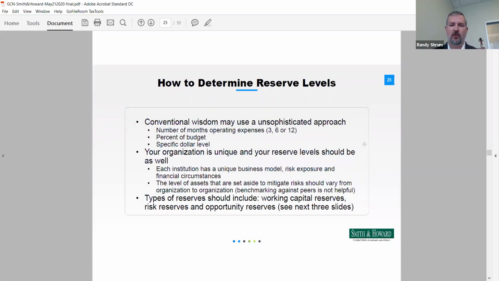I'm going to be talking about reserves. And normally when you think of the word reserve, you think about a rainy day fund. And with COVID-19, that rainy day is definitely here and now. Kimberly mentioned at the beginning of the presentation, we're seeing about 50% of nonprofits have about 1 month of operating reserves.